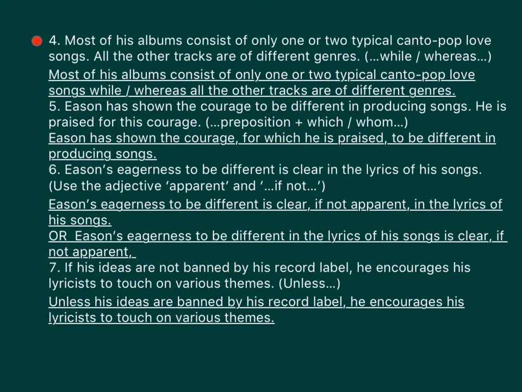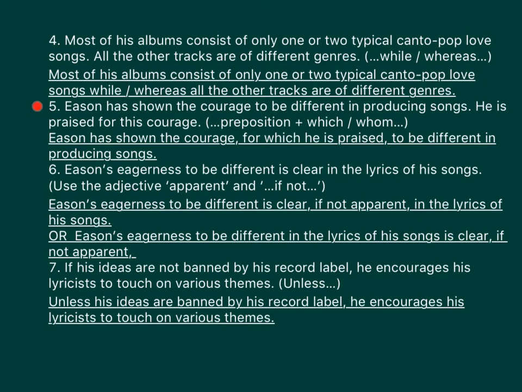Number 4. Most of his albums consist of only one or two typical cantopop love songs. All the other tracks are of different genres. Most of his albums consist of only one or two typical cantopop love songs, whereas all the other tracks are of different genres.